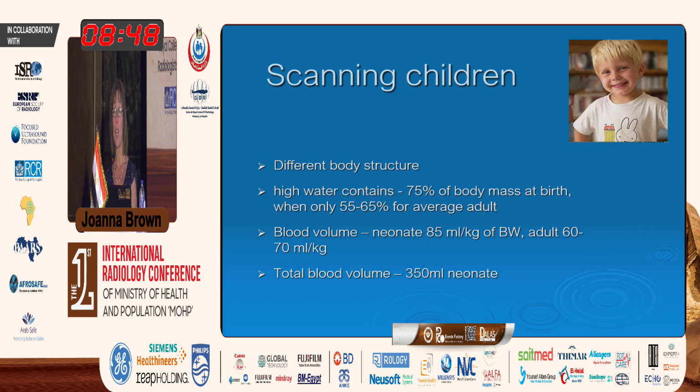They also have a different structure when you talk about the chemical components. They have very high water content, which is 75% of the body mass at birth, while adults have only 55 to 65%. This fact will really influence what sequences you are preparing and making in MRI imaging.